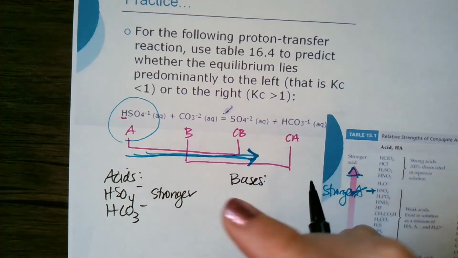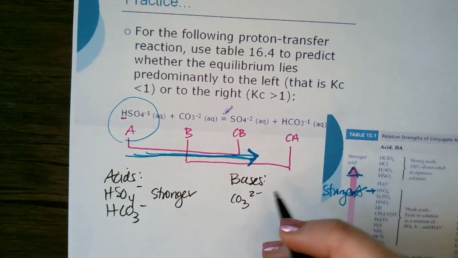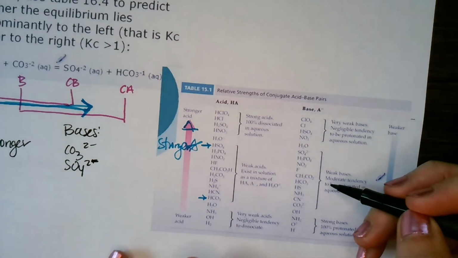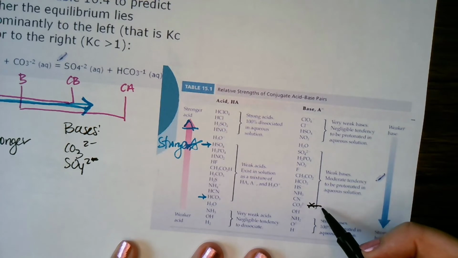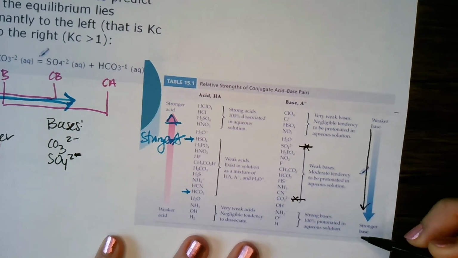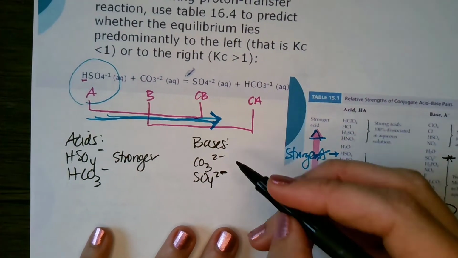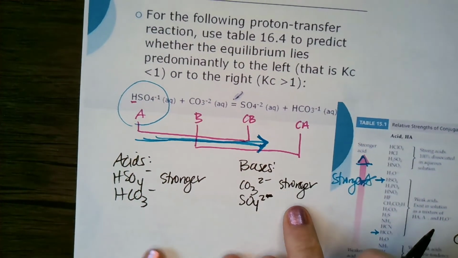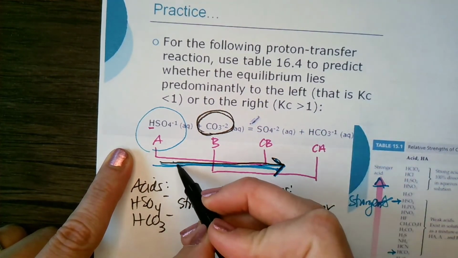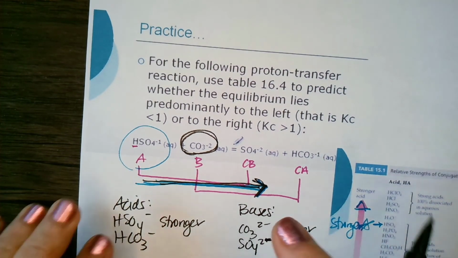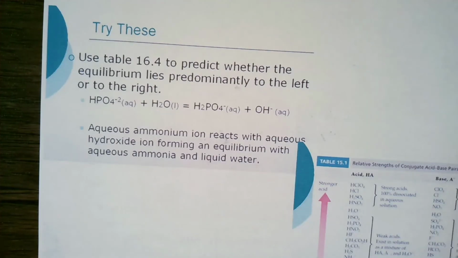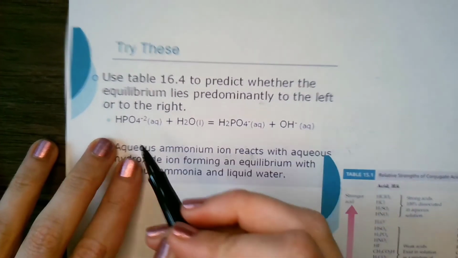Let's look at bases just to double check. My two bases were CO3 2 minus, and my other base, SO4 2 minus. So let's look at my bases over here. Let's find CO3 right there and SO4 here. Remember, as we go down, they get stronger. So my stronger one here is going to be my CO3. My CO3 is on the left, and again, if it's stronger, it's pushing away. So in this case, I'm going to have my equilibrium going to the right. So my Kc is going to be greater than 1.